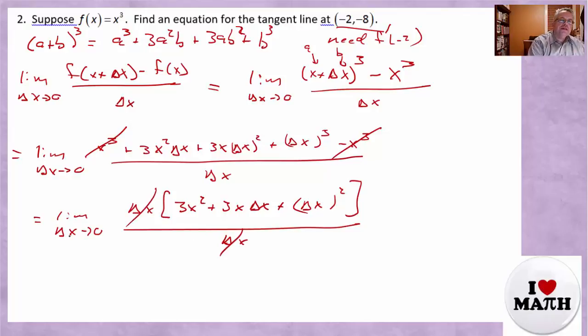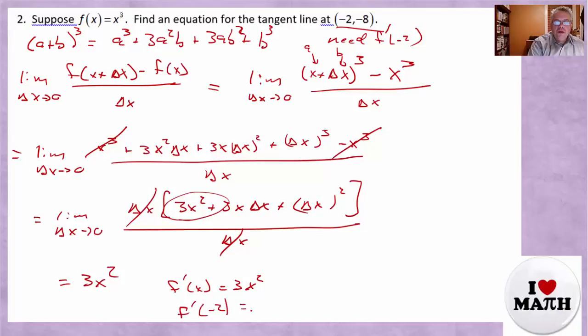Delta x is canceled, and as that delta x goes to 0, 3 times x times delta x goes to 0 because delta x is going to 0. And delta x squared goes to 0. So the only thing that survives this whole thing is 3x squared. So I get f prime of x is 3x squared. A couple days we'll know how to get this in, like I said, a couple seconds. So f prime at -2, where we want the tangent line, is 3 times -2 squared, which is 12.